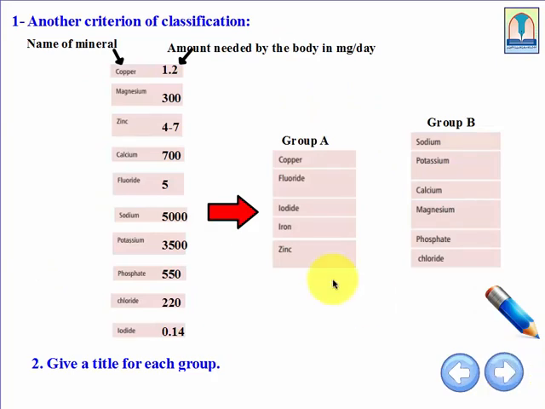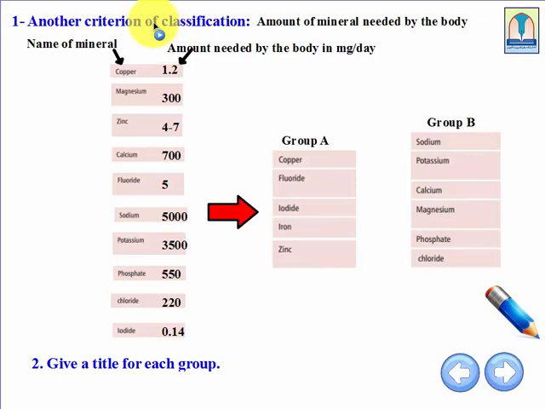Another criterion of classification. You can see here a list of minerals needed by the body, and for each mineral, it is assigned the amount needed by the body in milligram per day. So how much we need from each mineral in a day in milligram. So for example, copper 1.2, magnesium 300, and so on. These minerals are classified into two groups, Group A and Group B. Take a look at the given and infer what's the criterion of the classification here.